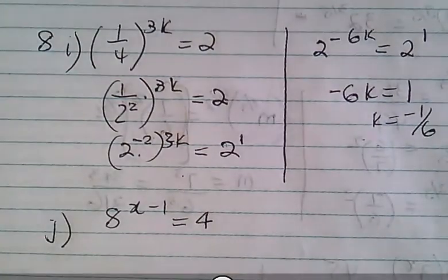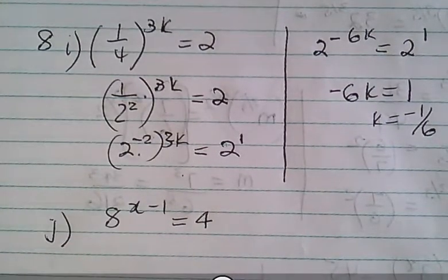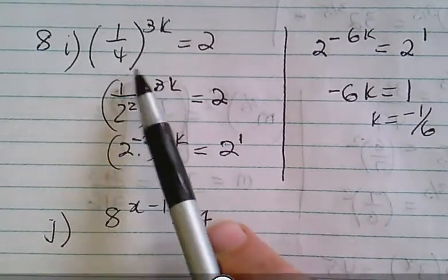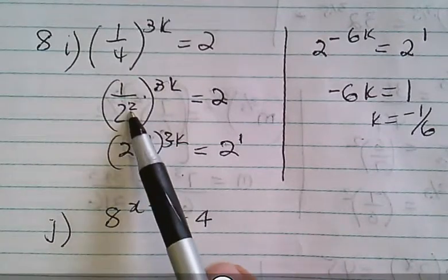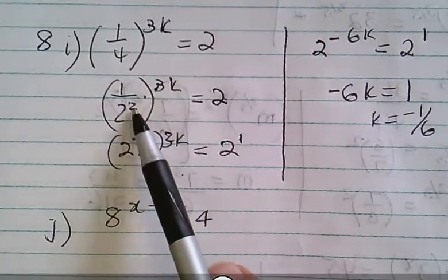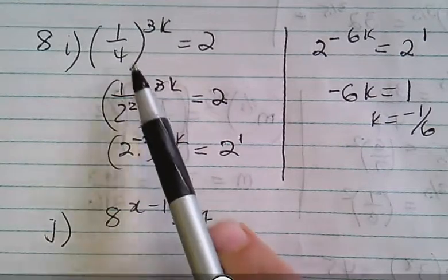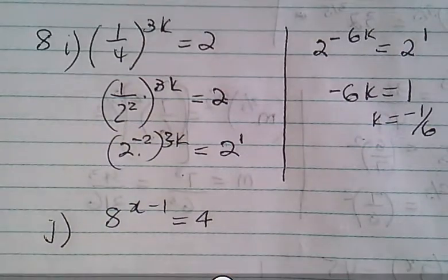Now, if you did try this some other way, you'd have 1 over 2 to the power of 6k. So if you would have gone 1 to the power of 3k and 2 times 3k, you'd end up with the 6k down here. You'd have 1 over 2 to the power of 6k, which is 2 to the negative 6k as well.